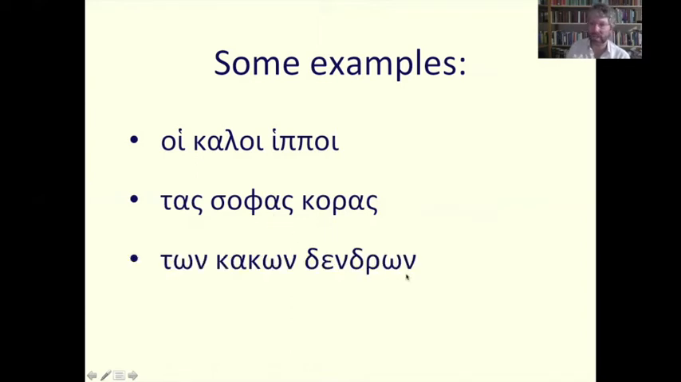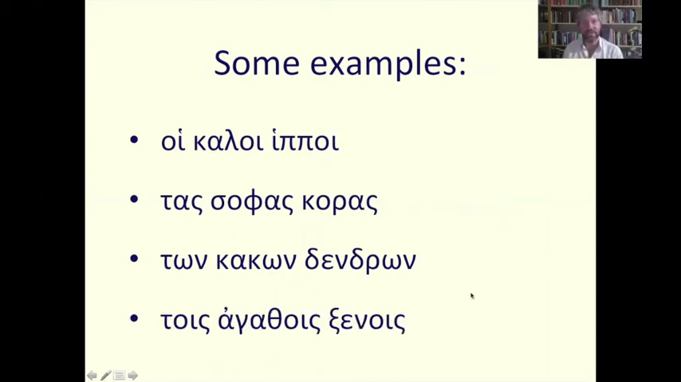Ton kakon dendron, of the evil trees. Dendron here is genitive plural. Trees are neuter in Greek, and so kakos has to become genitive plural neuter as well, which is kakon. And finally, tois agathois xenois, to the good strangers in the dative. Xenois is dative plural. Xenos is masculine, and so agathos has to go into the masculine dative plural, which is agathois.